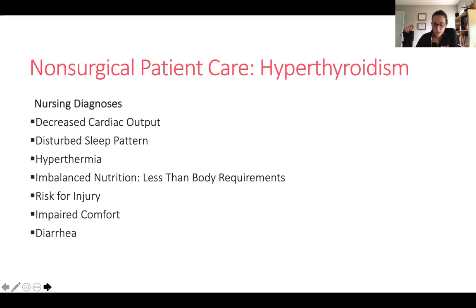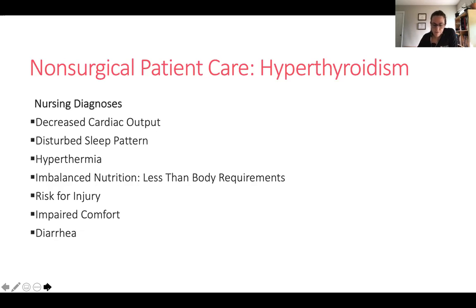Disturbed sleep pattern, they will often feel restless and have trouble sleeping. So encourage them to arrange their day to allow periods of rest. Discourage them from taking naps, because that can disturb their sleep pattern even further. So teaching them to avoid caffeine, because they're already hyperstimulated. They don't need any help being even more stimulated. And then teaching them to go to bed at the same time every day. That usually helps them establish a sleeping pattern. So adhering to a bedtime schedule, trying to regulate their sleep.